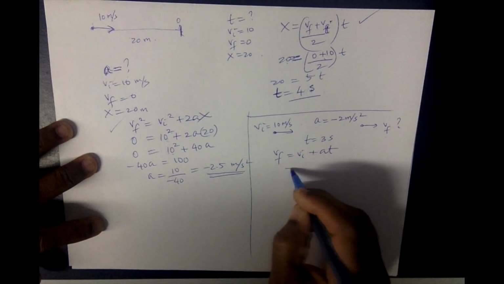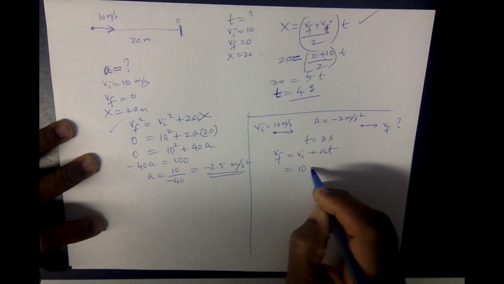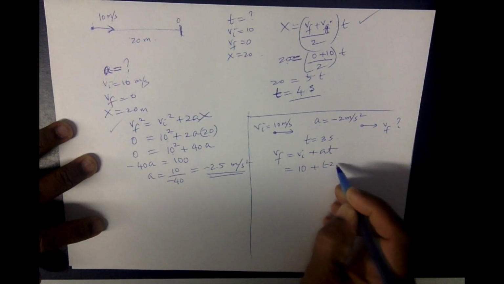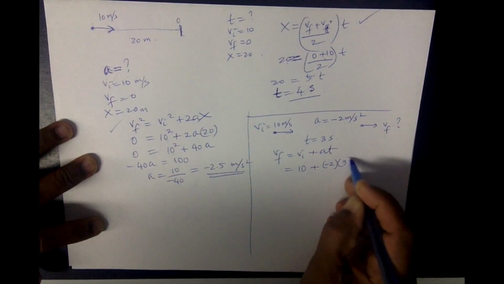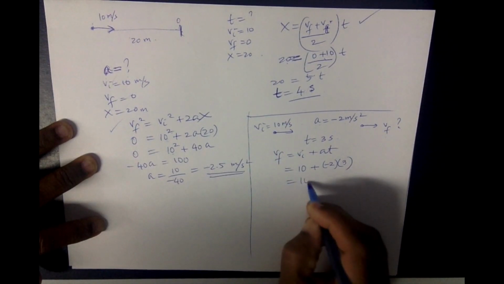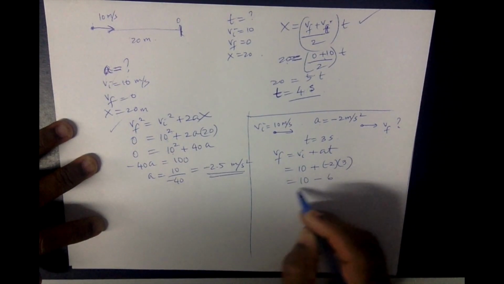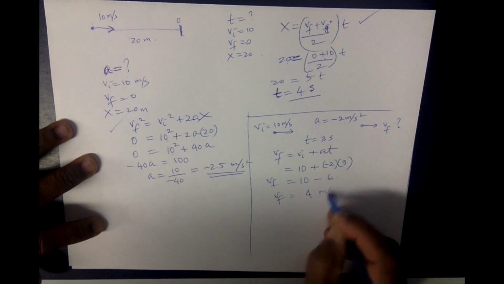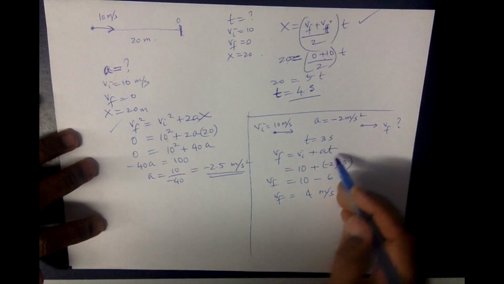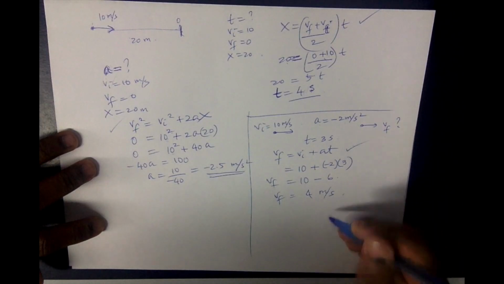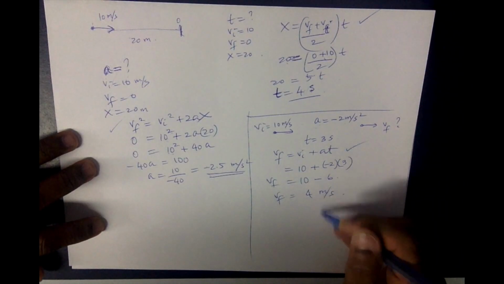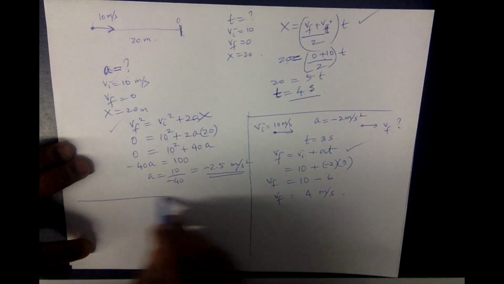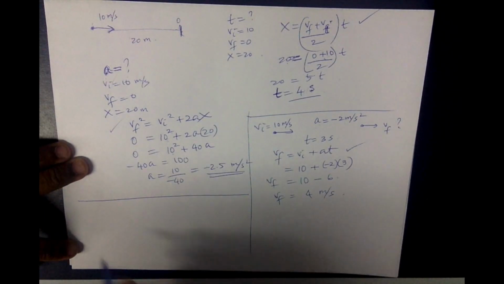Vf equals, Vi is 10, plus minus 2 times 3. So you get 10 minus 6. So Vf is equal to 4 meters per second. So you can see how this equation is now being used. It all depends on how you pick the right equation to solve the problems.